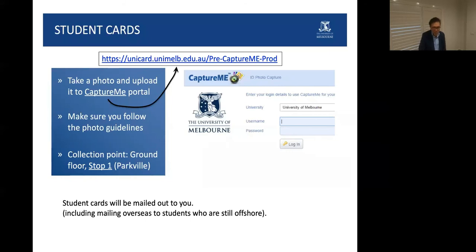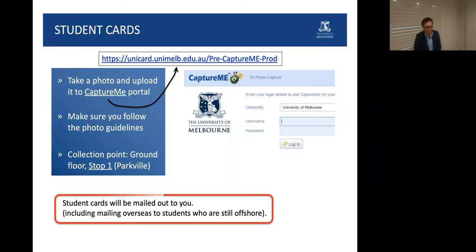Student cards will be mailed out to you, right? And including if you're overseas, we will also mail the card to you. This student card is special, okay? Only students from the University of Melbourne get this card. So you want this card, all right? It will unlock doors when you come to the University of Melbourne. You just swipe it and it magically opens up doors in all places on the campus and you can go into it. So please do get the student card.